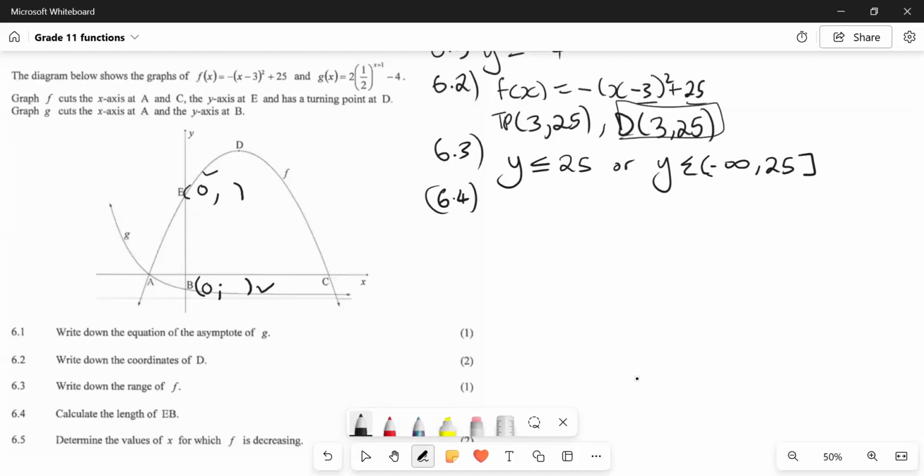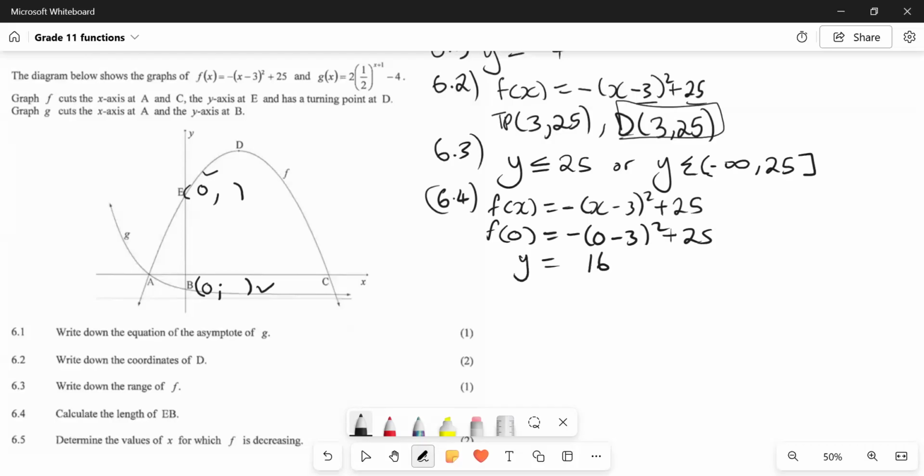Let's start with E. For E, we can see E lies on f, which means we need to use the graph of f. We must use the graph of f because E lies on f. But we said E is the y-intercept, which means we let x equal 0. In place of x, you substitute a 0, and this will give us 16. So that's your y at E. So this is 16.